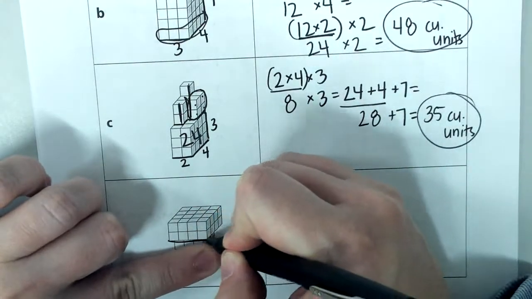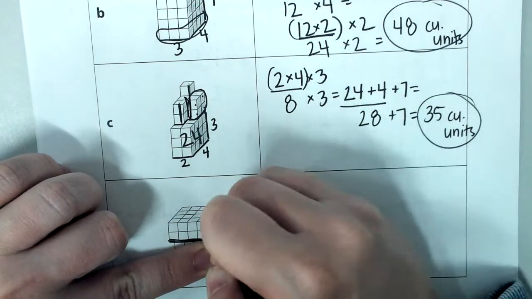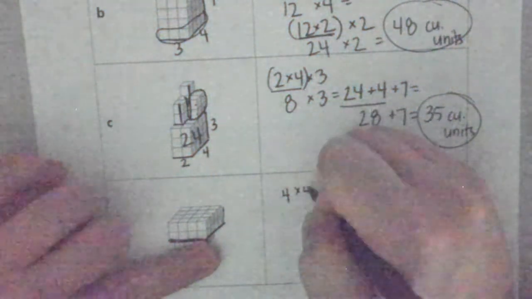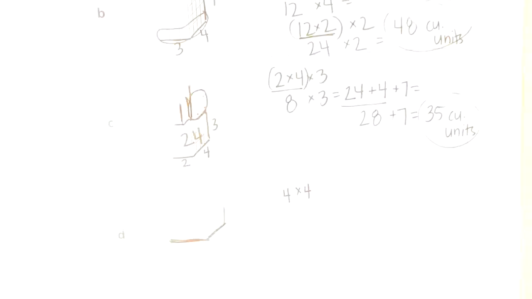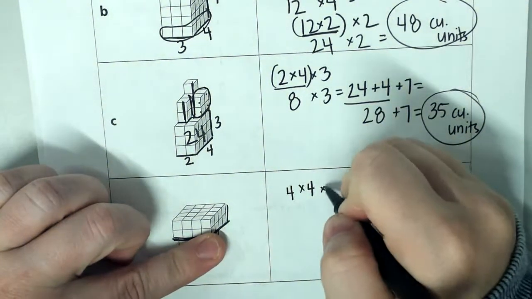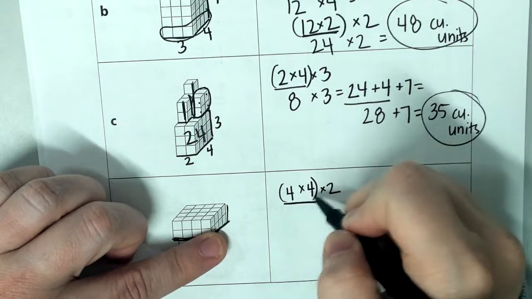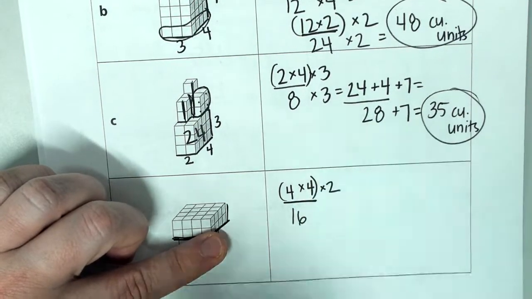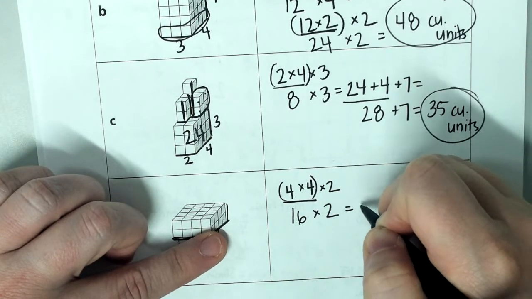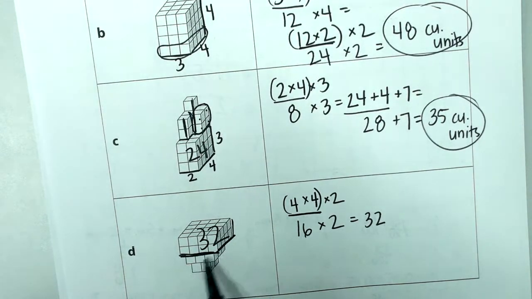This one I can do with all my dimensions. The front dimension is 4. The side dimension is 4. And my height is 2. So 4 times 4 is 16. 16 times 2. 32. So this part right here is 32. Now I'm going to have to do some counting for this one.